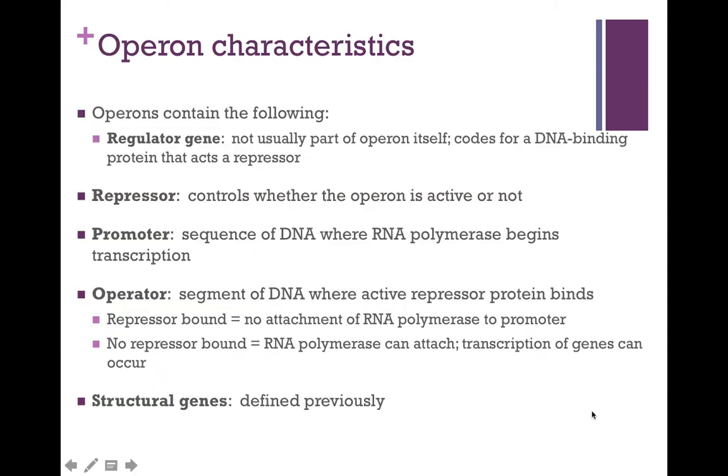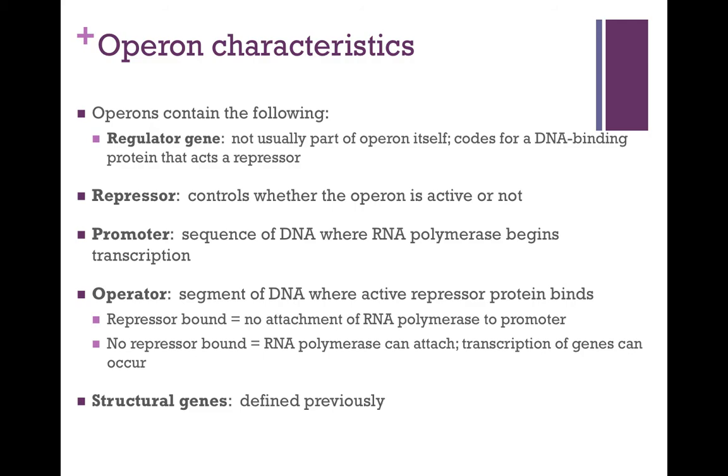So there's different parts to an operon. One of the parts of the operon is the regulator gene. The regulator gene is not usually part of the operon itself, so it's not usually in sequence with the other structural genes. But the regulator gene is going to code for a protein that acts as a repressor. In our case, the regulator gene would have been the gene that's responsible for creating that red repressor that you saw in the lac operon example.